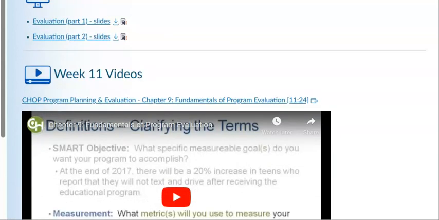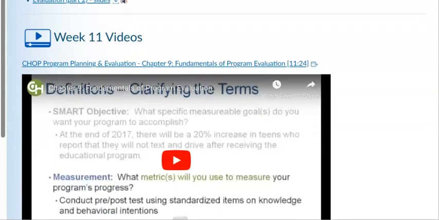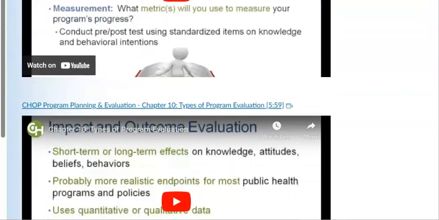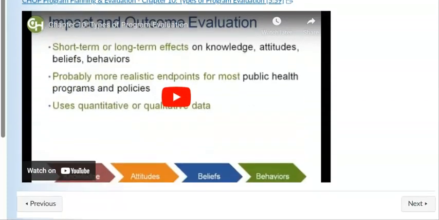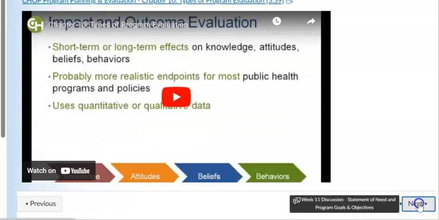The media for this week, we will look at those slides after we talk about the specific assignments for this week. There are videos from Children's Hospital of Philadelphia on Program Planning and Evaluation, Chapter 9, and Chapter 10, Types of Program Evaluation. So let's look at the assignments for this week.